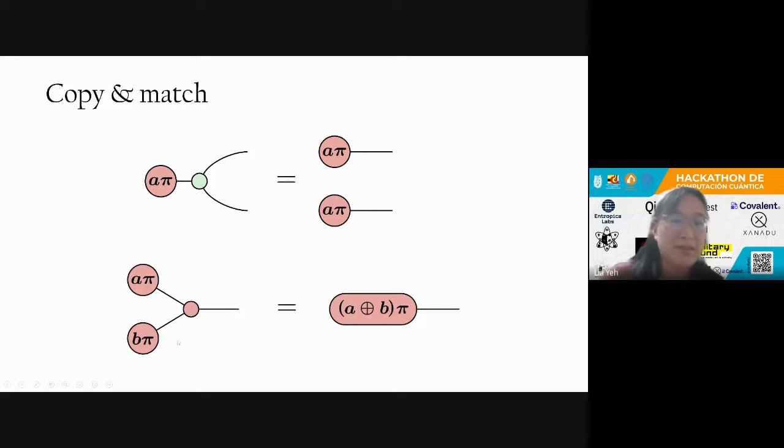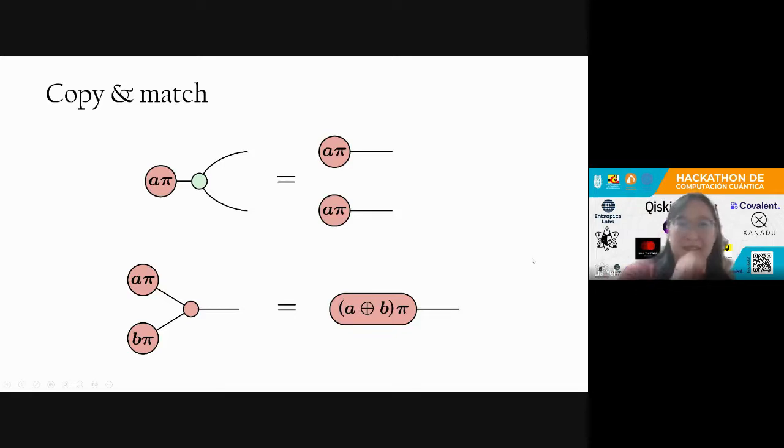So if you have a red two-input, one-output spider, what it does on ket zero and ket one is it will add them together. This is an XOR, so it will add them together modulo two. If these are both zero, it'll give you the zero state. If one of them is ket zero and the other is ket one, in any order, then this is ket one. And if they're both ket one, 1 plus 1 is 2, but mod 2 is 0, so this gives you ket 0.